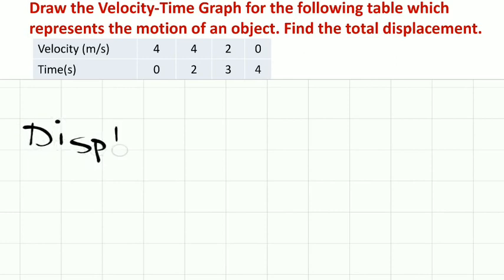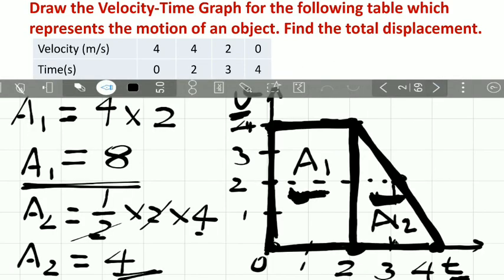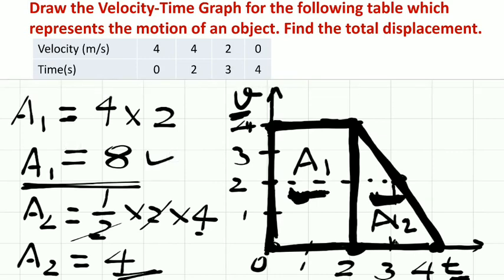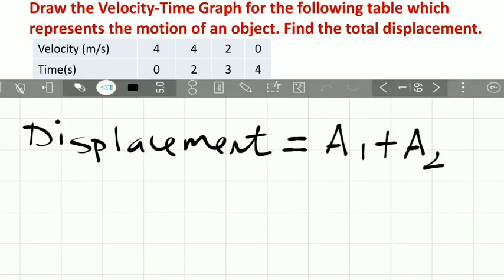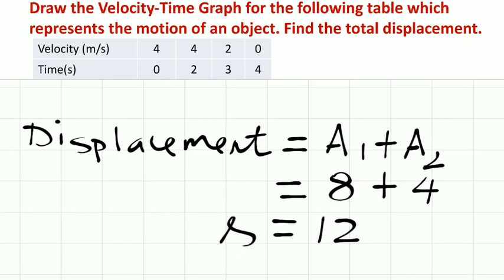Displacement is equal to A1 plus A2. So watch here. The value of A1 is 8 and the value of A2 is 4. Put A1 as 8, A2 as 4. Sum them up, we get 8 plus 4, 12. And this is the value of displacement, 12 meter.